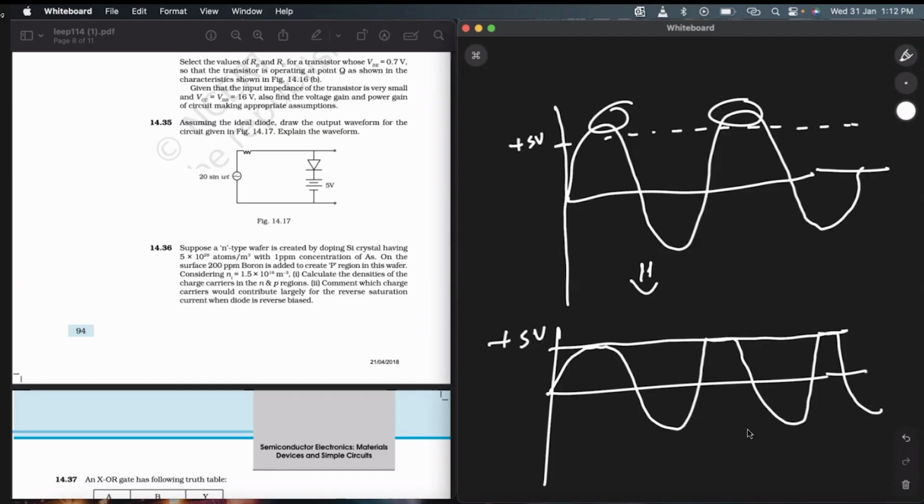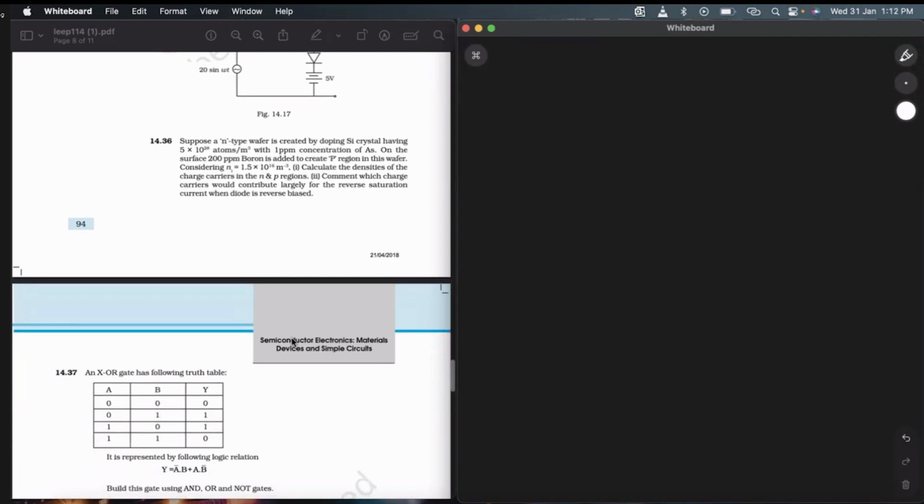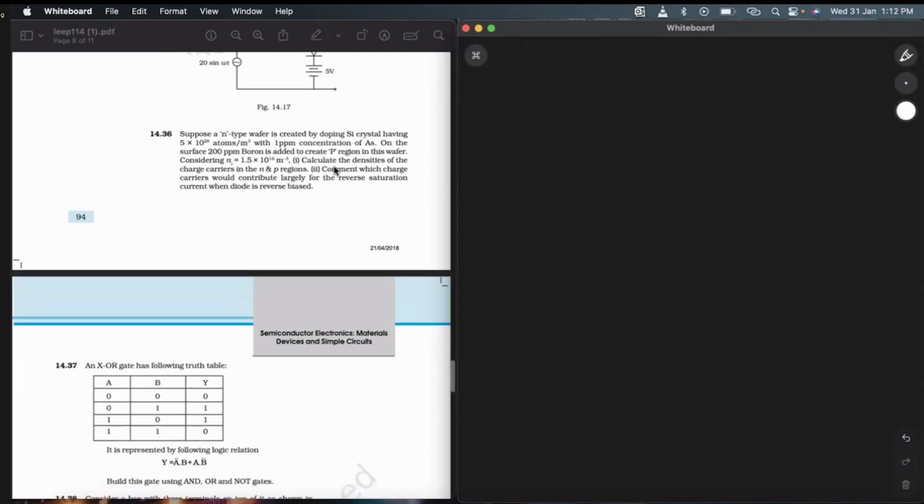Okay. So now moving on, I have question number 36. Suppose the N wafer is created by doping silicon crystal having 5 into 10 raised to power 28 atoms with 1 ppm concentration of arsenic. On the surface, 200 ppm boron is added to create a p region in the wafer. Considering this, calculate the densities of the charge carriers in the N and P regions. Okay, so it is basically a formula based question. Nothing special is there.